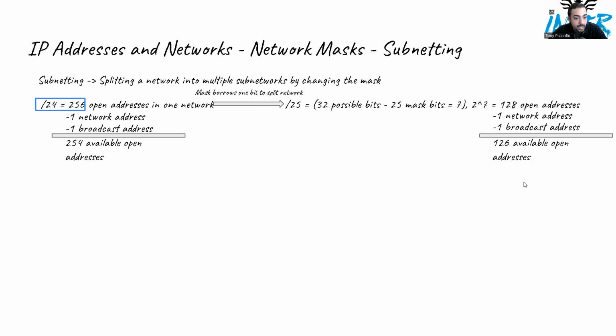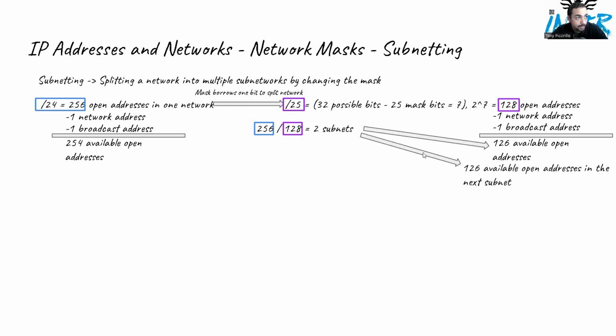So if we divide 256 by the 128 open addresses that we started with, we'll get the answer as to how many subnets, each with 128 addresses, make up this network, right? Since we get 2 subnets, we know each of these is going to have 126 available open addresses that can be divvied out, right? Because one of them has to be the network address, one of them has to be the broadcast, which means there's 126 left in each subnet.